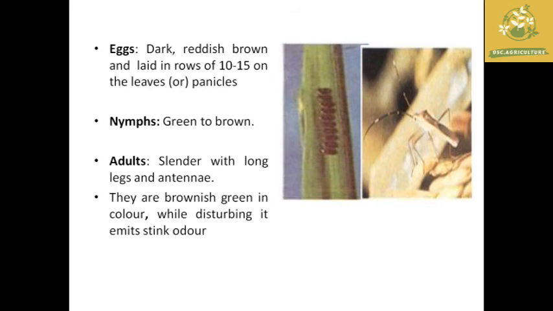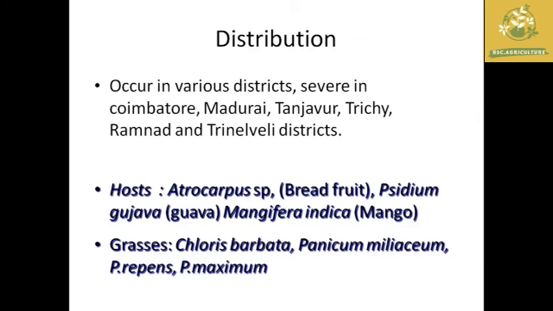While distributing, they emit a stinky odor, so we can see them at the milking stage of the rice. Seeing about the distribution, it is mainly distributed in Tamil Nadu at Coimbatore, Madurai, Tanjavur, Trichy, Ramanad and Tirunelveli districts. The major hosts are breadfruit, guava as well as mango, and some other grass species also act as a host for the rice Gundhi bug.